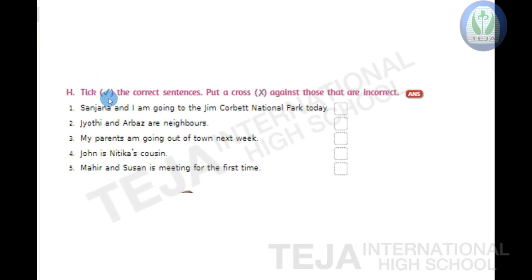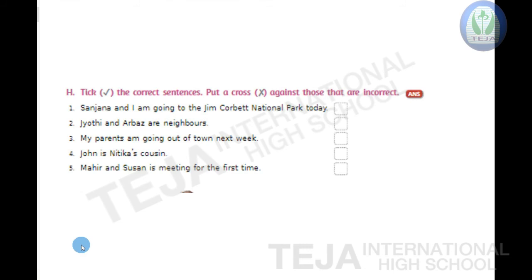Now next bit H. Tick the correct sentences. Put a cross against those that are incorrect. So here the sentences are given. So tick the correct sentence and the wrong sentence you cross out. So here the first question is: Sanjana and I am going to the Jim Corbett National Park today.